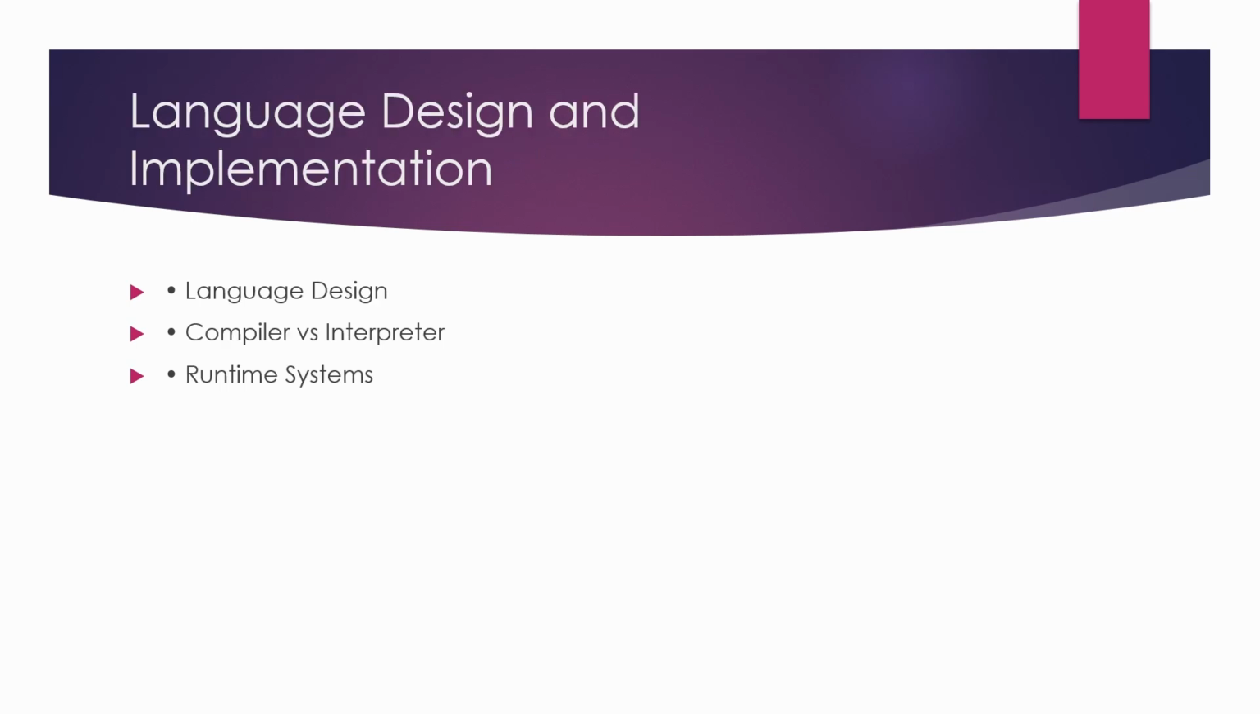Now let's shift focus to language design and implementation. We looked at the role of language design, how compilers versus interpreters work, and the different phases of language implementation from lexical analysis to code generation. We also discussed how runtime systems such as JVM and CLR manage memory and execute code.